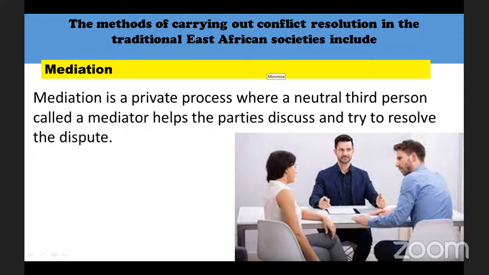Laura is telling us on neither side. So somebody who is neutral is not on any of the two sides. If you want to solve a conflict, get somebody called a mediator. That person must be neutral, not on any side, so that person can easily help. You explain your conflict to that person, then he tries to give you a solution. In other words, that person has mediated. So in the African traditional societies, they used mediation as one of the methods of solving their conflicts.